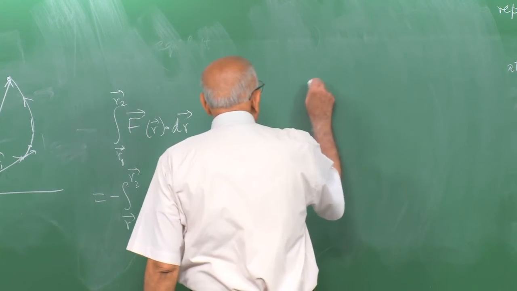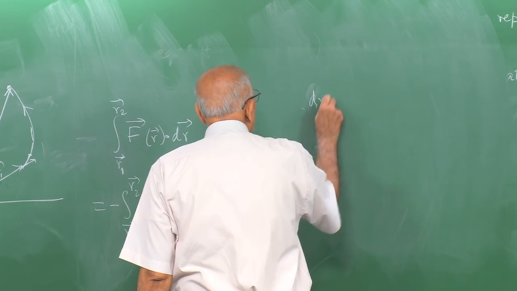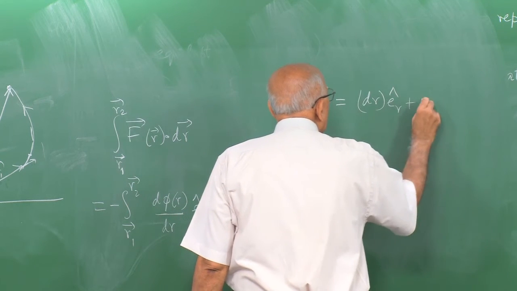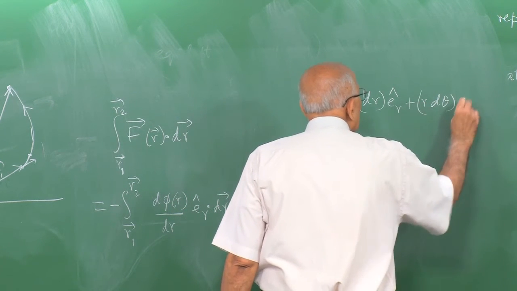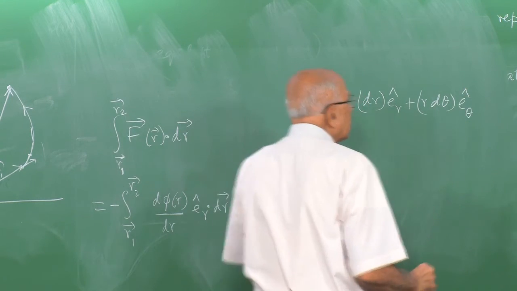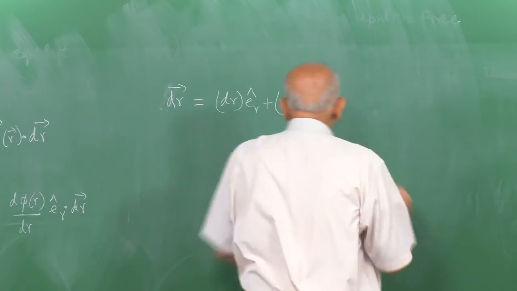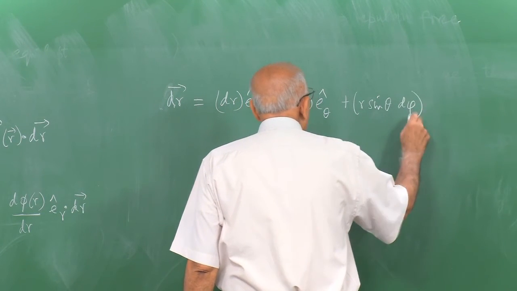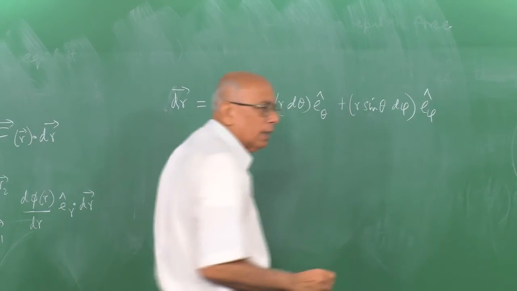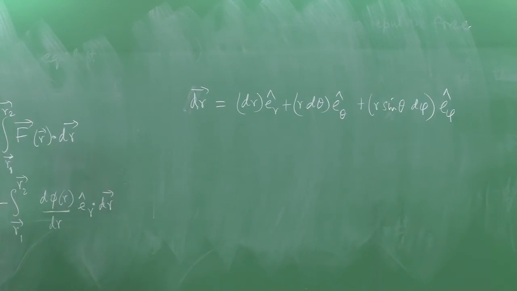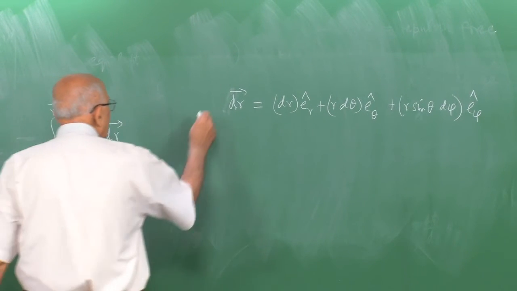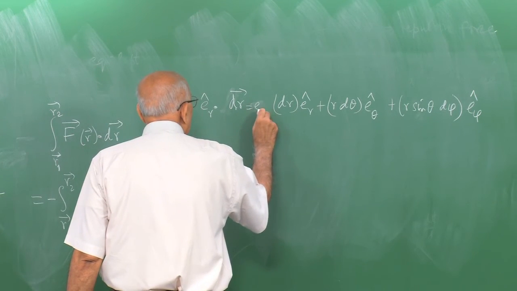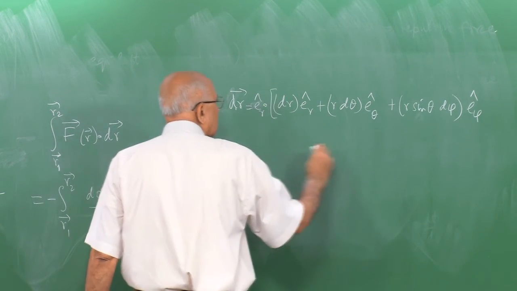We know in general that dr is equal to dr times the unit vector in the radial direction plus r d theta times the unit vector along the increasing polar angle direction plus r sine theta d phi e_phi, unit vector along the direction of increasing azimuthal angle. Now you have to take that and dot it with e_r.